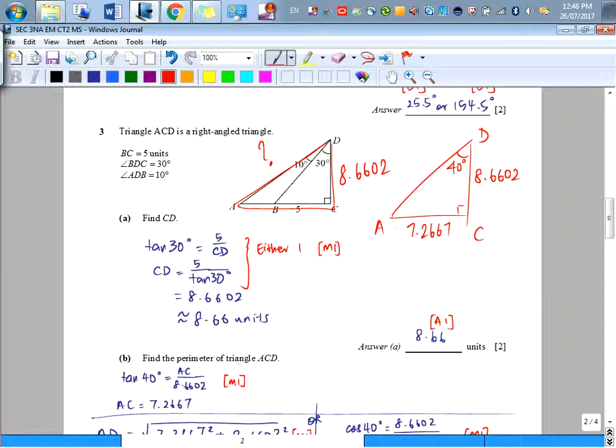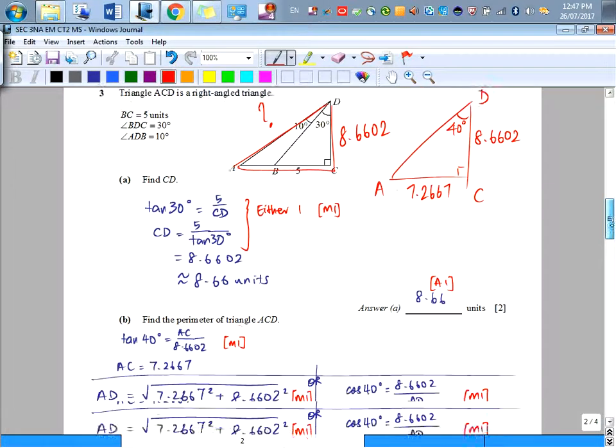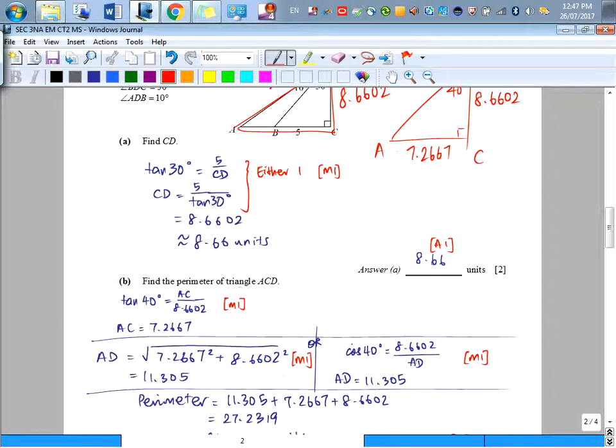Then I'm left with AD. Using a similar method, but this time I use cosine. Because cosine 40 degrees, I will get adjacent, which is CD, over my hypotenuse, which is AD. So over on this side. And then I find that AD is 11.305. This is one way to do it.